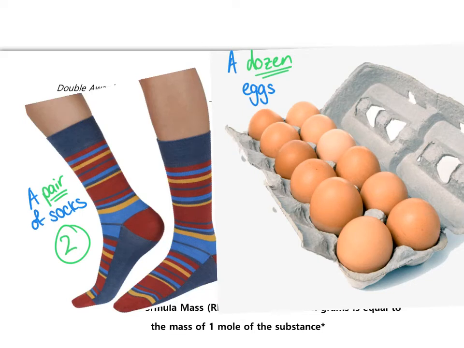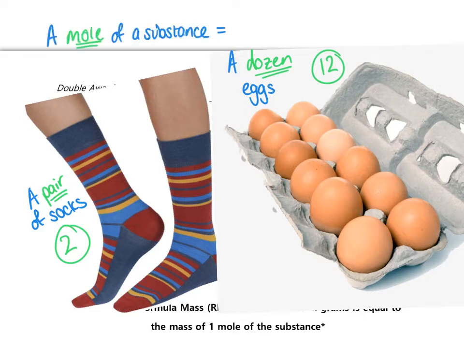And what if we said we had a dozen eggs? What would we mean by that? Well, we would mean that we have 12 eggs. So sometimes we use words to represent a number of a substance. We might say a pair of socks, and by that we mean 2 socks. We may say a dozen eggs, and by that we mean 12 eggs. And it's just the same with a mole. A mole is simply a particular amount of substance.